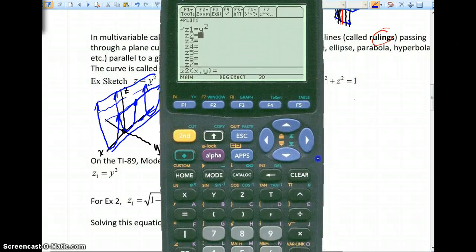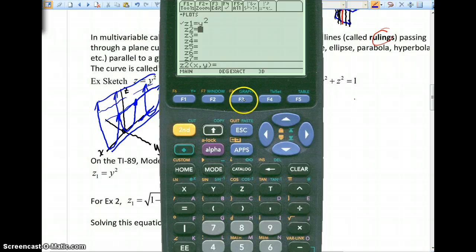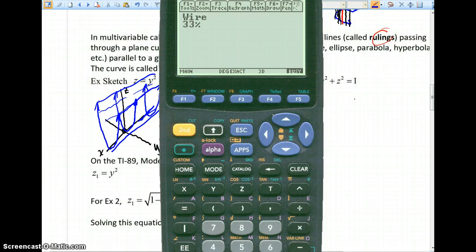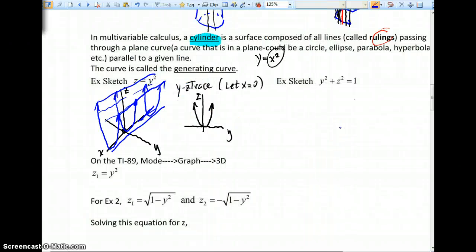To graph, look up at F3, this button right at the top row. Hit green diamond, F3, and it's going to take a little while to calculate this. It's going to be a lot of work behind the scenes to let you know they've graphed a whole bunch of parabolas that would look something like this. Sometimes the TI-89 can be especially big help. Not always, I'm sad to say.